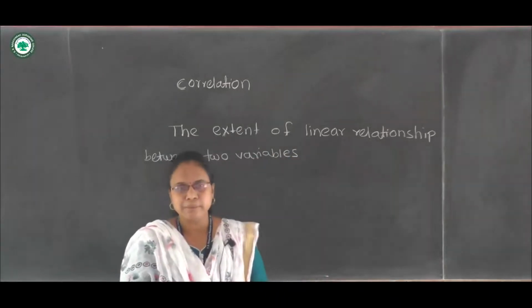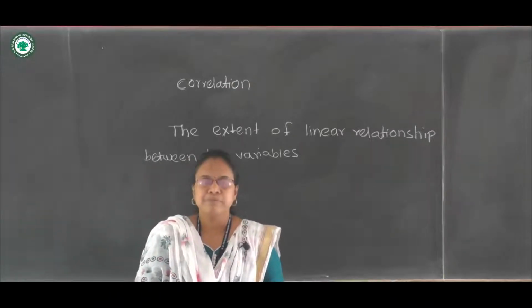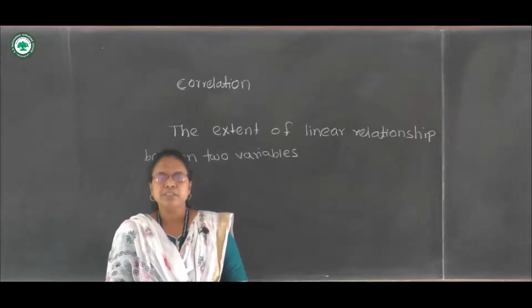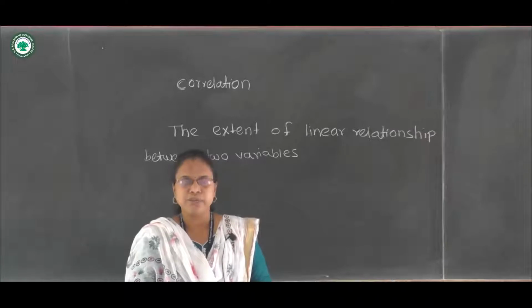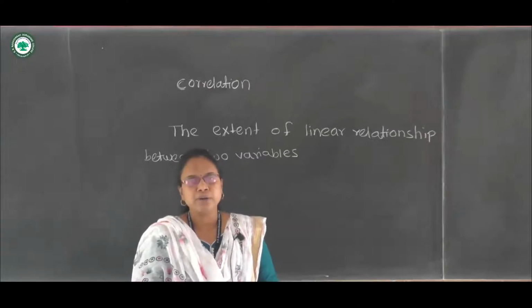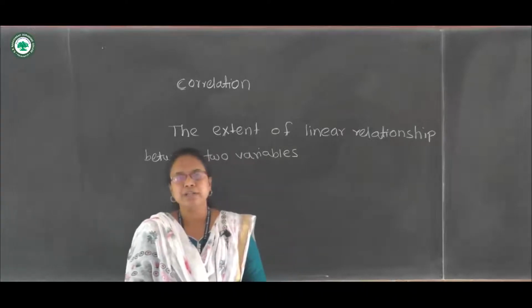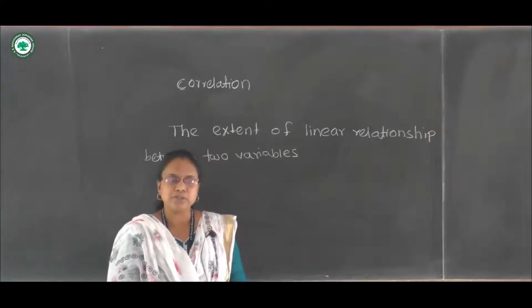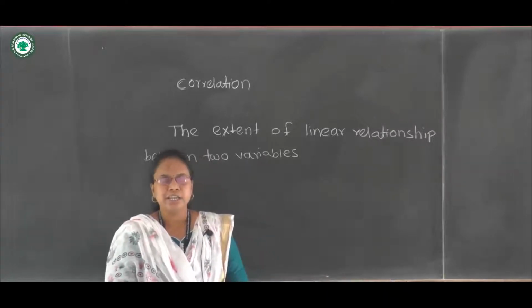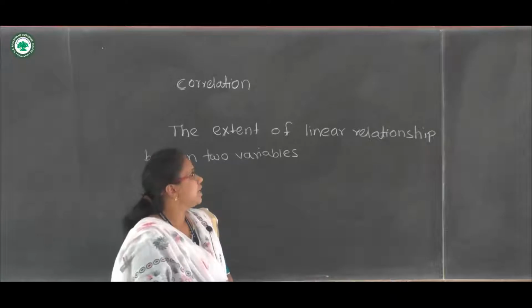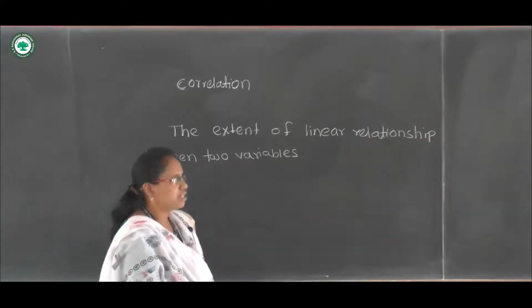There are some examples like marks of a student and intelligence quotient, or we want to study the relation between the rainfall and agricultural production of a year, or height of father is related to height of son. Height of son is related to height of father. So these two variables are interrelated. To study these relationships, we will study the topic correlation.